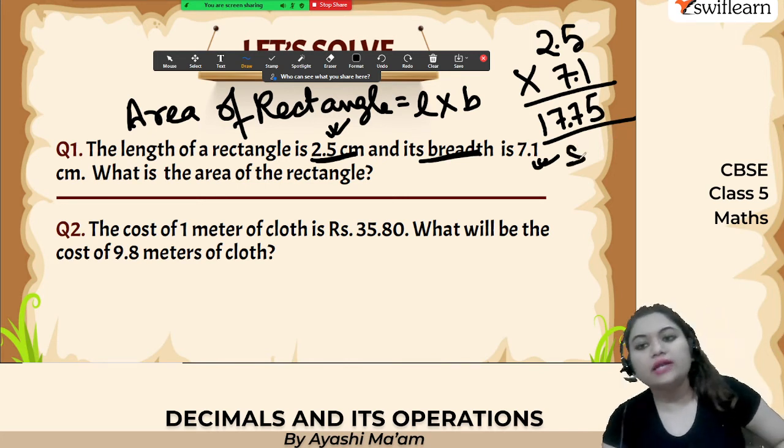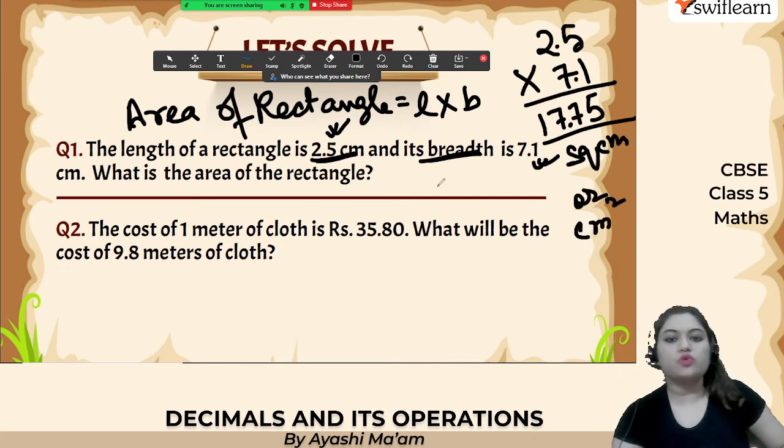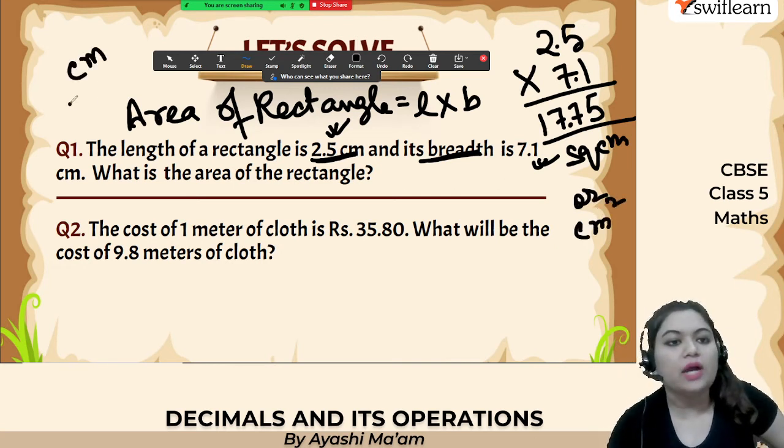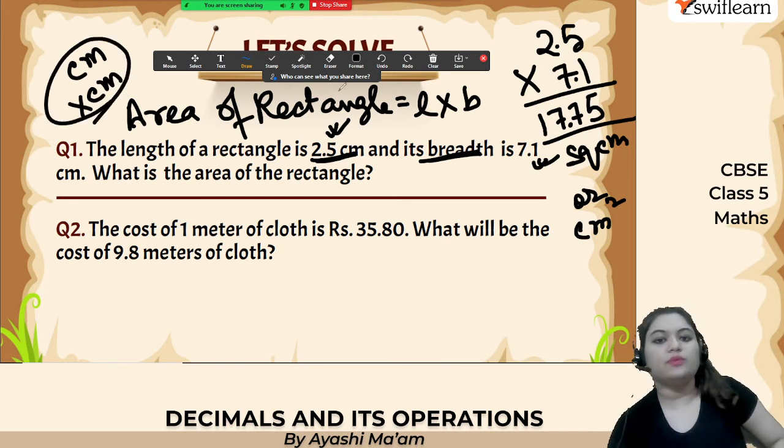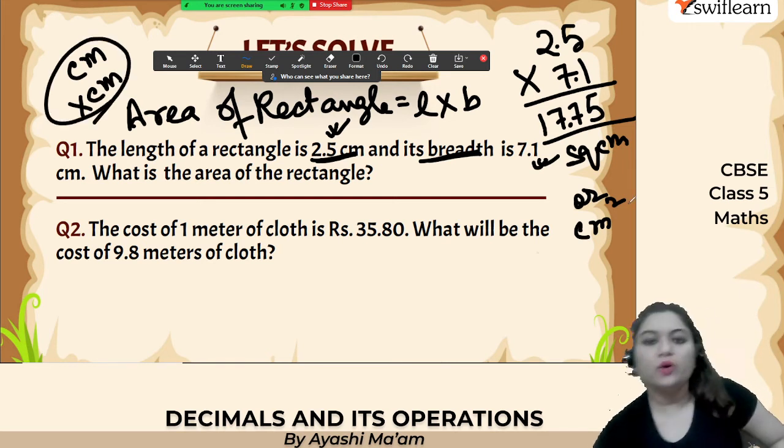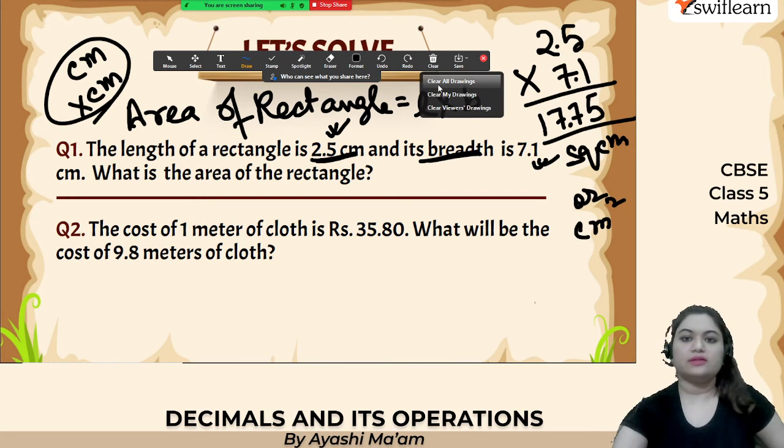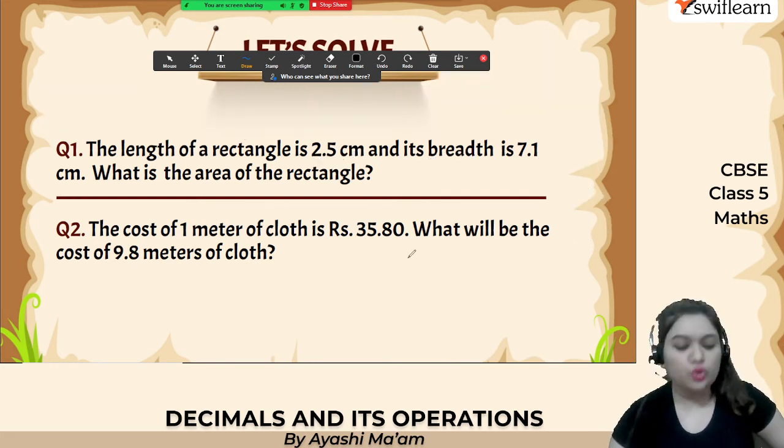And also don't forget to write the unit, which is square centimeter, or you can say centimeter square, because the unit is also getting multiplied, right? Centimeter into centimeter, which is centimeter square. Okay, this will be the answer. All right, coming to the second problem.